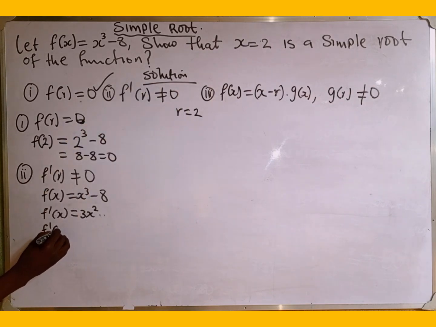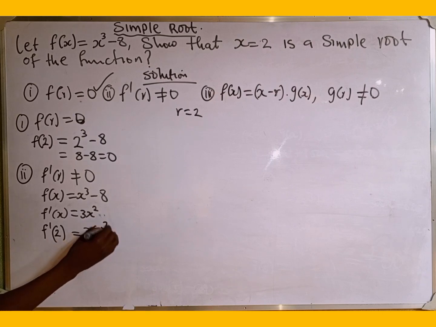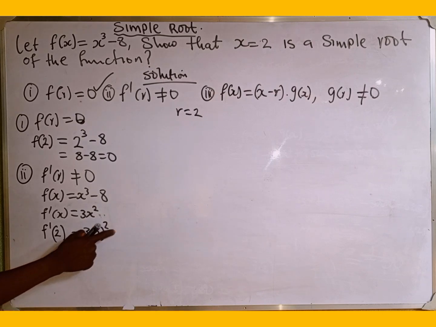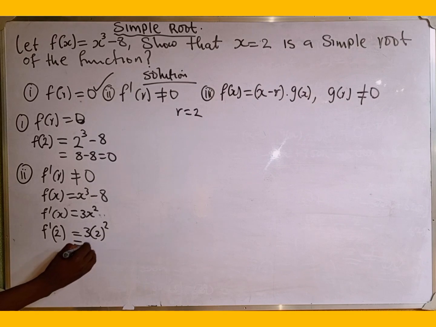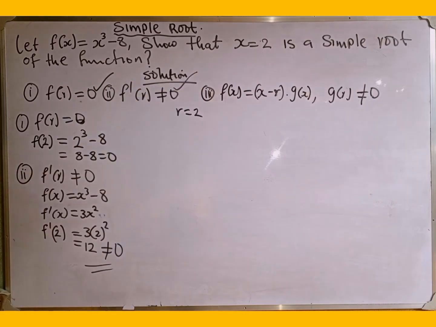So r is equal to 2. Therefore, we can replace r with 2, which is equal to, anywhere we see x, we replace it with 2, which is equal to 3 times 2 squared. 2 squared is 4. 4 multiplied by 3 gives us 12. And 12 is not equal to 0. Therefore, the second condition is also satisfied.